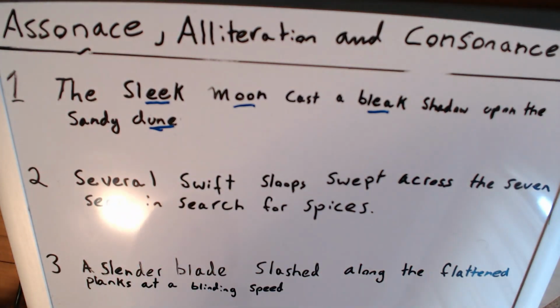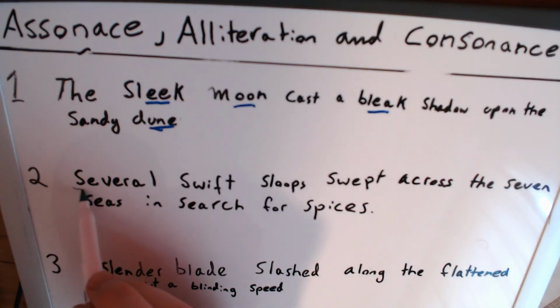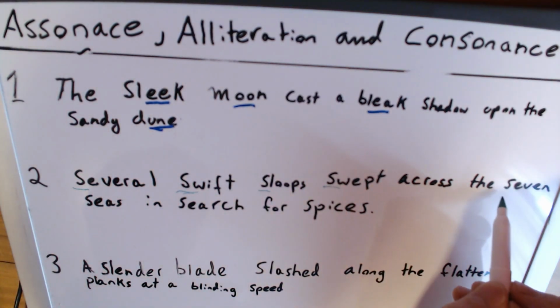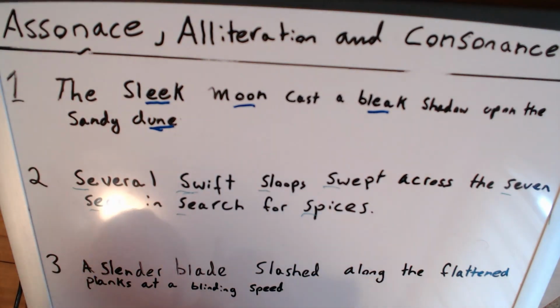And then for the next one, I have some alliteration. I kind of went overboard. Most of the time in poetry, when you see alliteration, it isn't this crazy, but it's some fun. So: several swift sloops swept across the seven seas in search of spices. A sloop is a type of ship with sails on the seas. And this is just several. So you see the S, S, S, S, and then an S, S. There's lots of S's, right? So that's alliteration, using the same stressed consonant again and again.